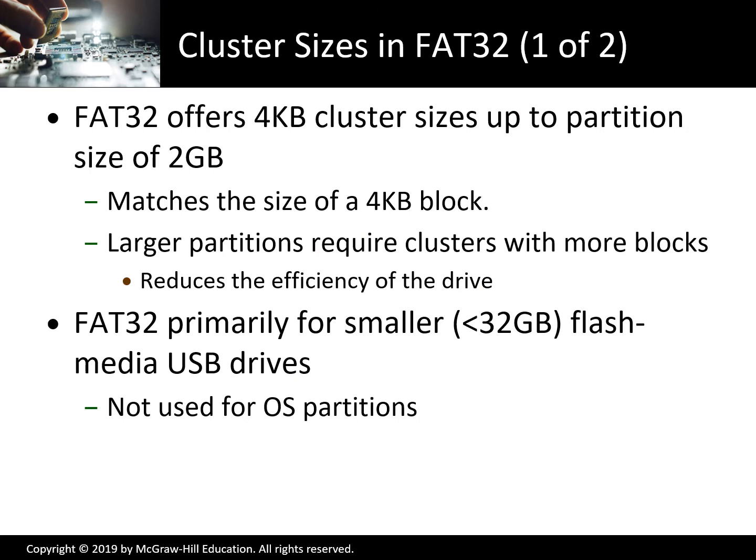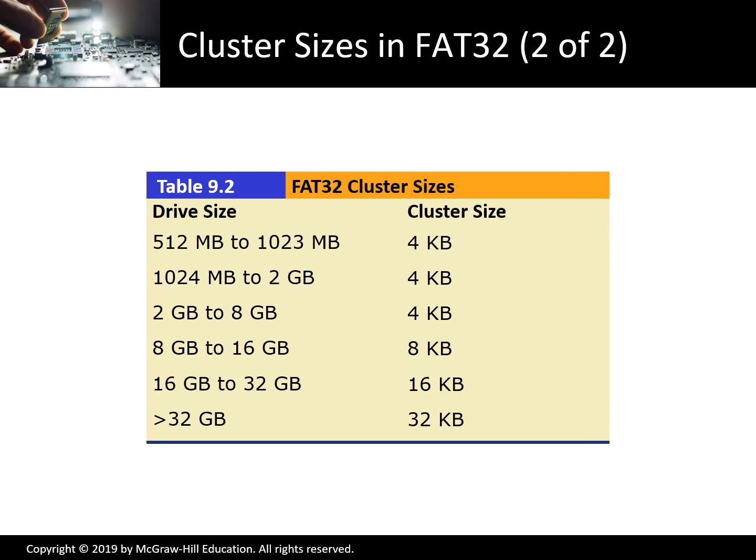Now, FAT32 offers 4-bit clusters, and you can have a partition of up to 2 gigabytes. FAT32 is primarily used for smaller flash drives, media, etc. It's not used for operating system partitions. So remember this. Drive size with these clusters starts out at 512 megabytes and maxes out at 32 gigabytes.